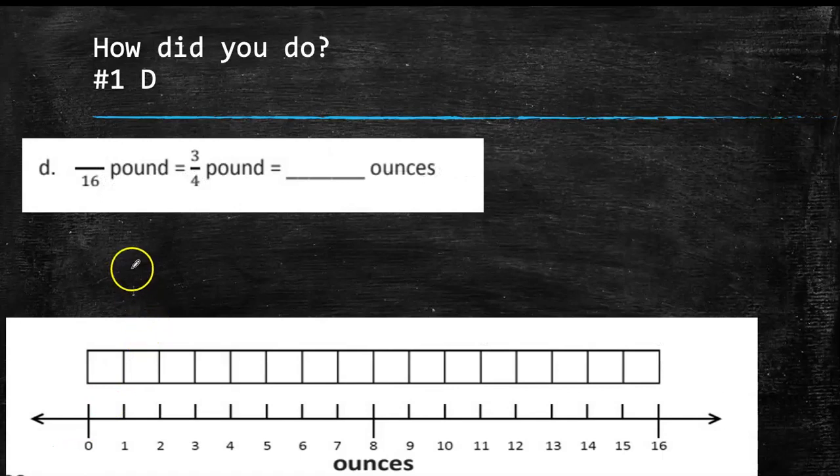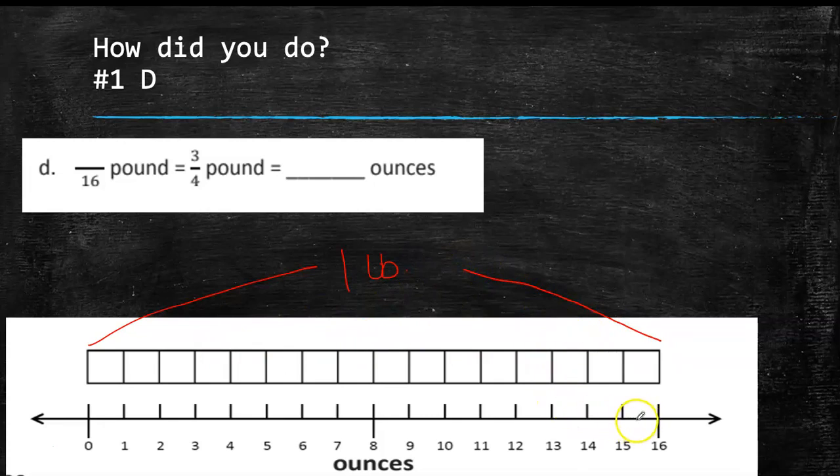Let's see how you did. Looking at number 1D, I have my tape diagram down here that you guys could have used in yours. I have blank 16ths of a pound. Well, where is my pound? You guys would have labeled your pound right here. So my whole is referring to 1 pound. Okay, so here's my 1 pound.